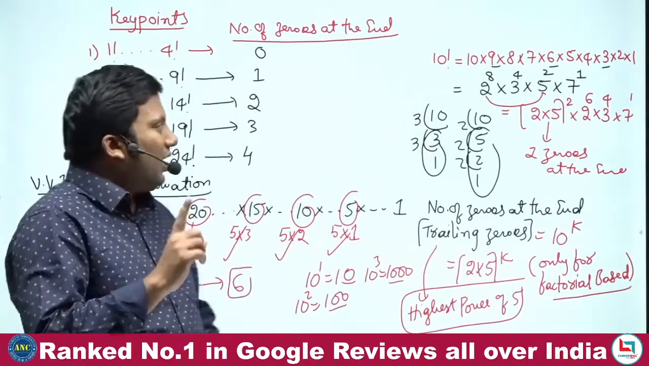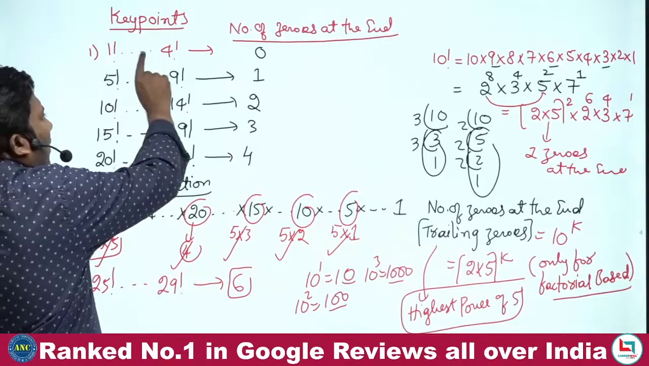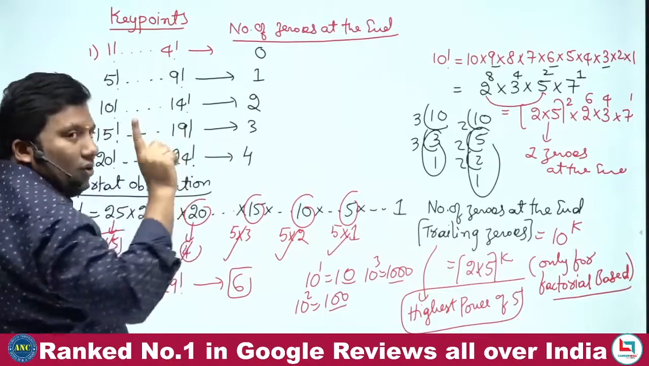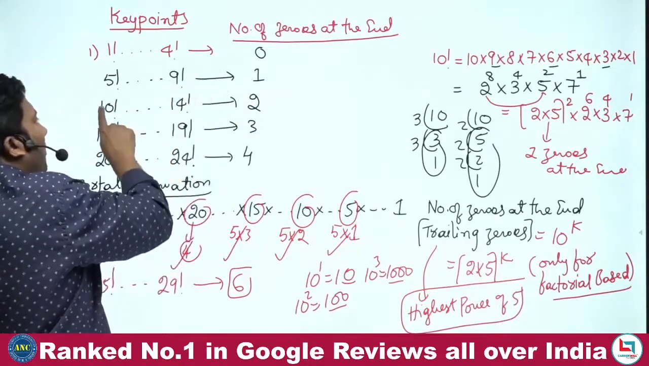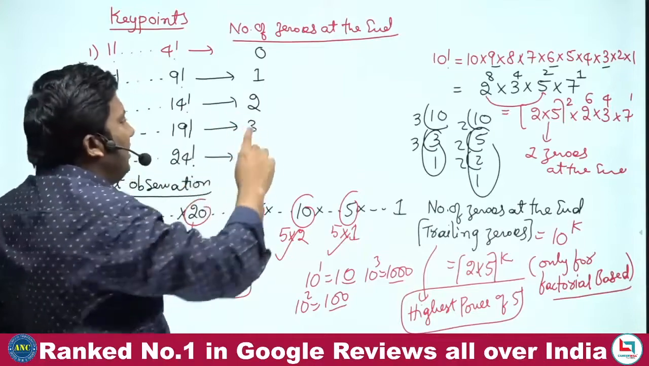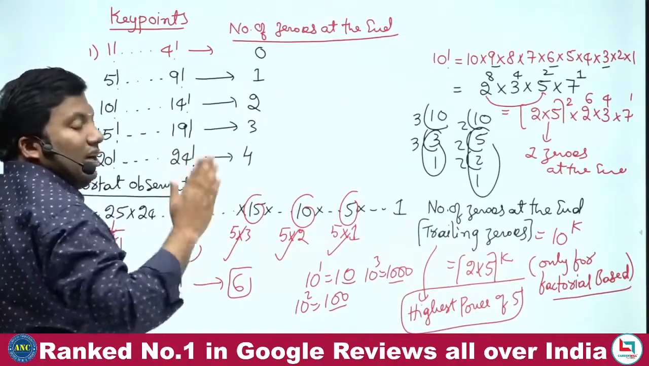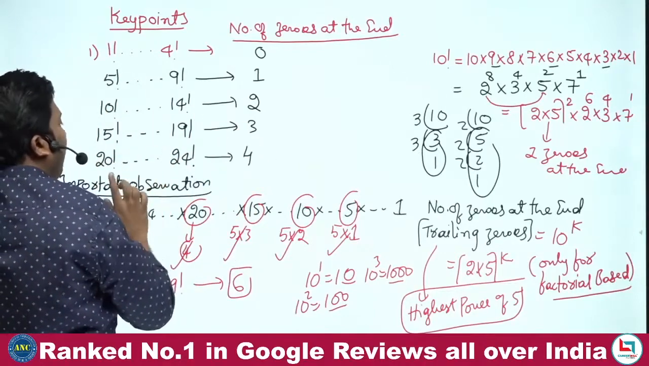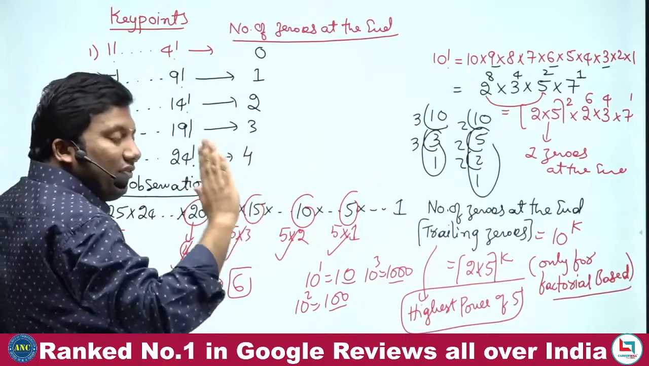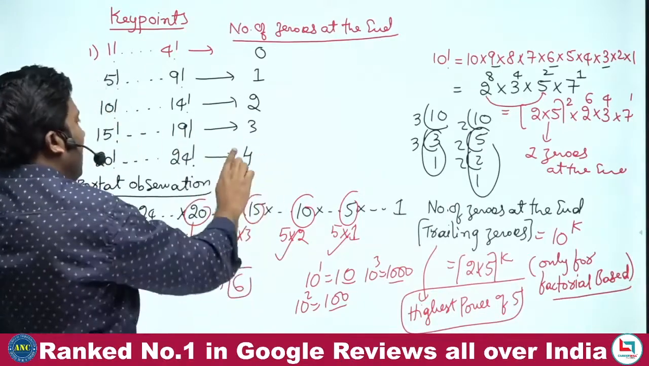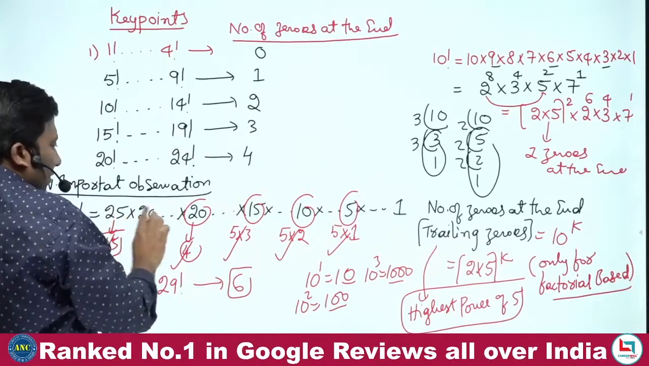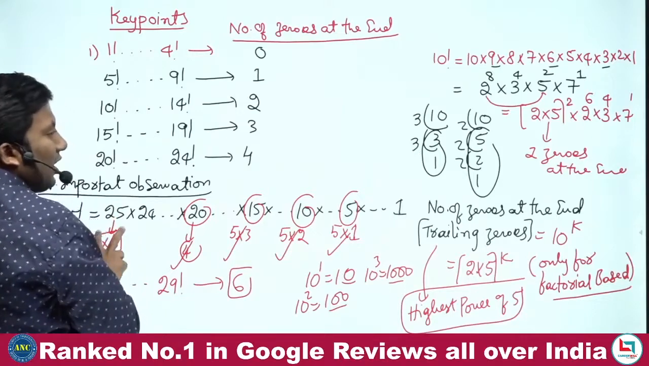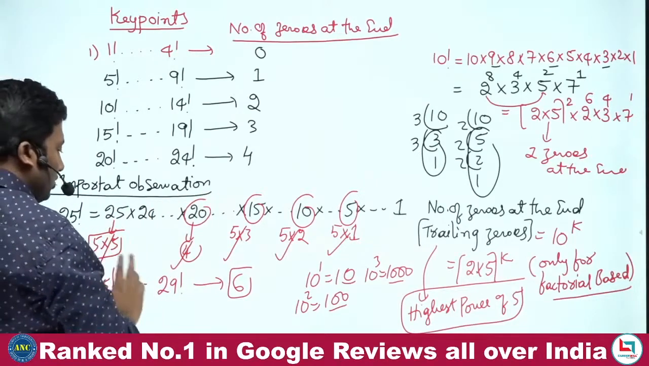Again, I am repeating, there are some important observations. From 1 to 4 factorial, there are no multiples of 5, so 0. From 5 to 9, only one multiple of 5, so 1. From 10 to 14, 10 is there, 5 is there, so 2. From 15 to 19, 15, 10, 5 are there, so 3. From 20 to 24, 20, 15, 10, 5 are there, so 4. At 25, there are 5 ones, 5 twos, 5 threes, 5 fours, and 5 squared gives 2 extra powers of 5. So 4 plus 2 is 6.